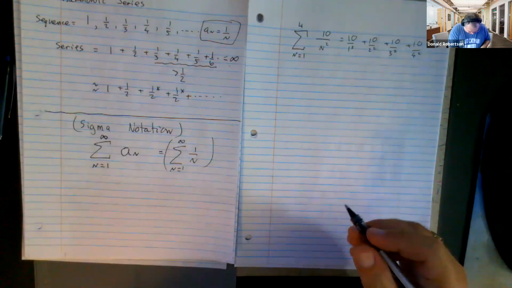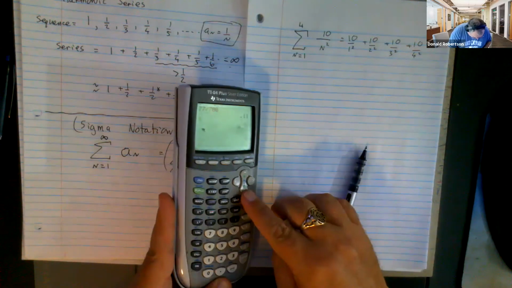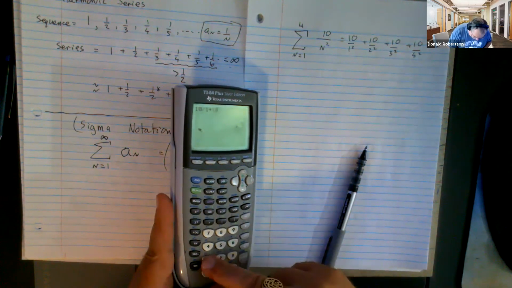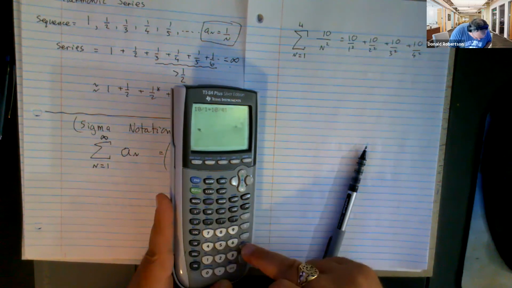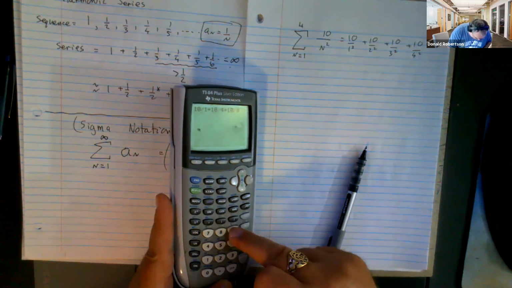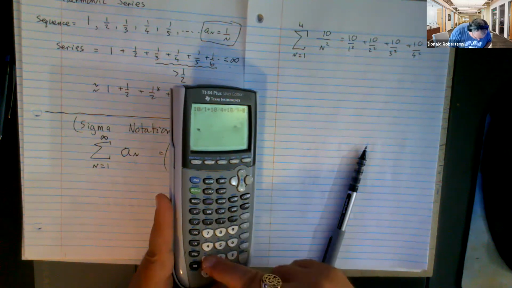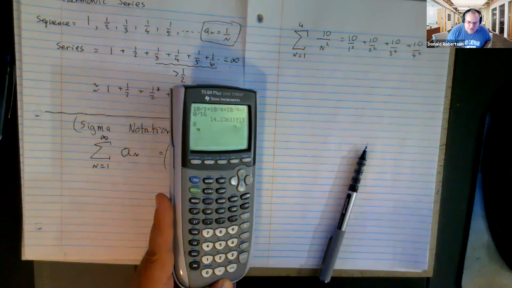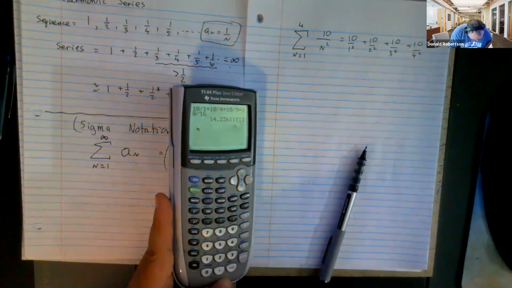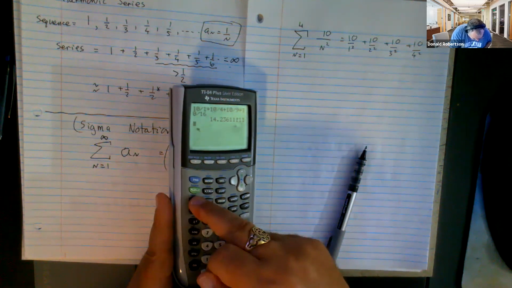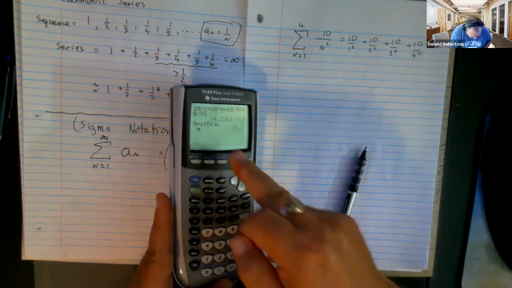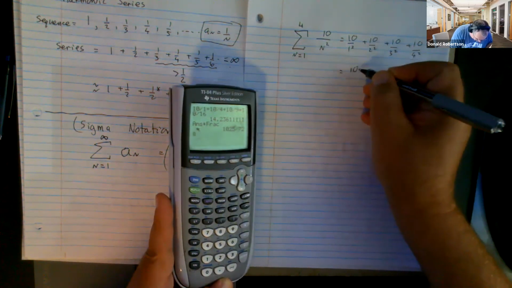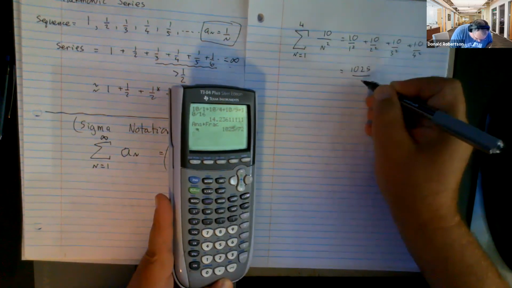And I'm just going to do my calculator. 10 divided by 1 plus 10 divided by 4 plus 10 divided by 9 plus 10 divided by 16. And there's the horrible decimal. I don't really like it, it's kind of ugly. Let's see if I can make it a fraction then. Hit the math button, option 1, take the answer and turn it into a fraction. And the answer is 1025 over 72.